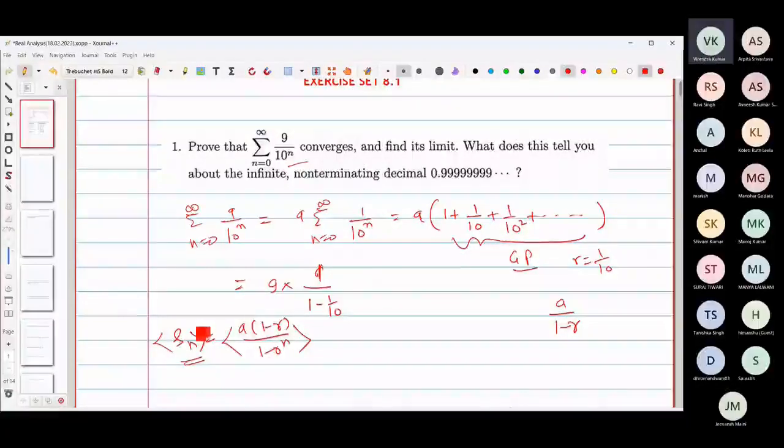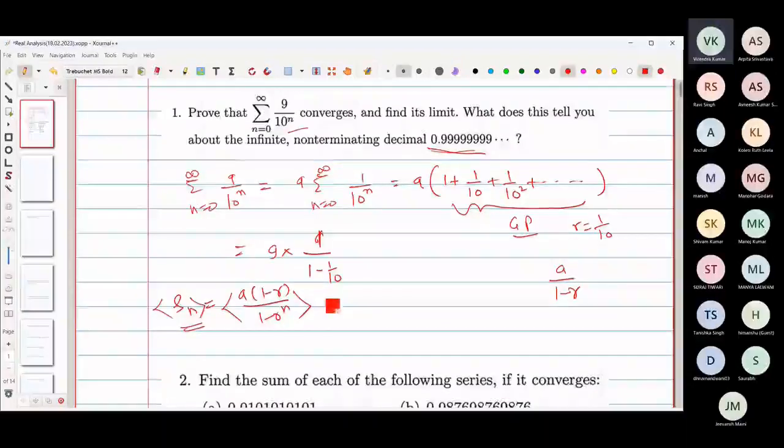And then second part, what does this tell you about infinite non-terminating decimals? You must be familiar with this term from earlier classes. This is 0.999, repeating all the way, 99. This is repeating. So this you can write as a sum: 0.9, and then 0.09, then 0.009, and so on.